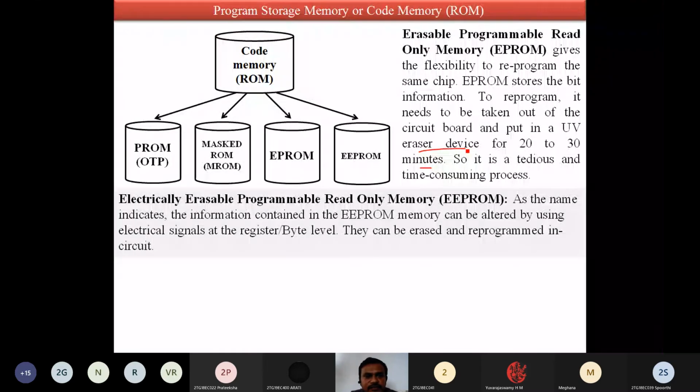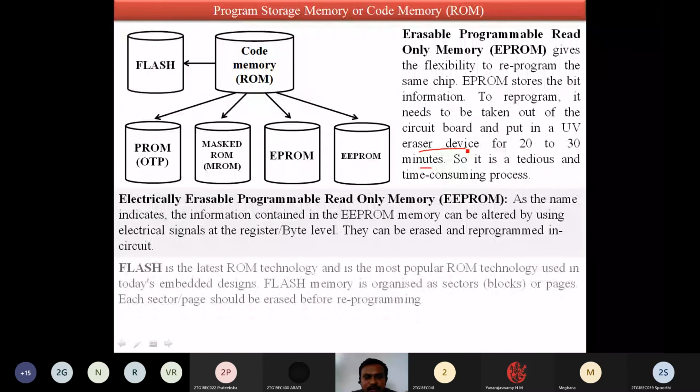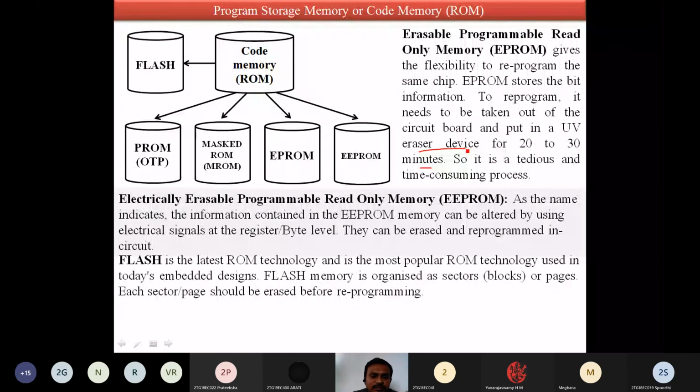Next comes flash memory. Flash memory is a well-known concept nowadays. It is the latest read-only memory technology. Here, flash is nothing but your SD card or pen drive. Those are examples of flash memory, which are connected to a device externally. Flash memory is the latest and most popular ROM technology used nowadays.